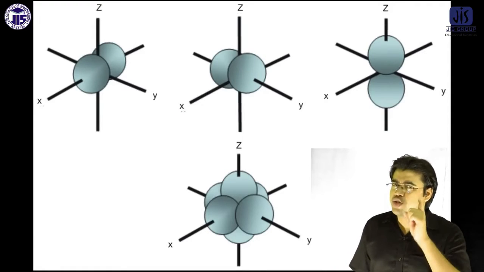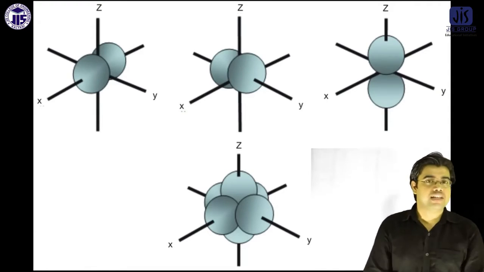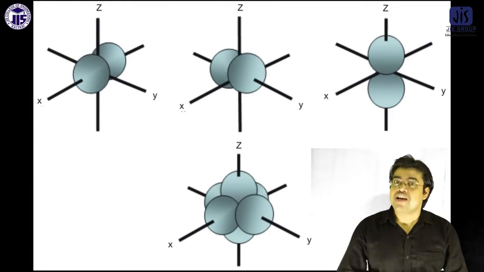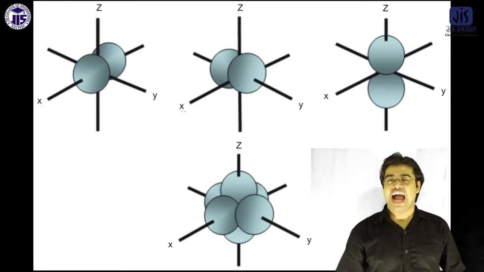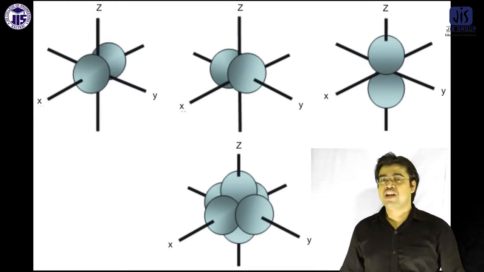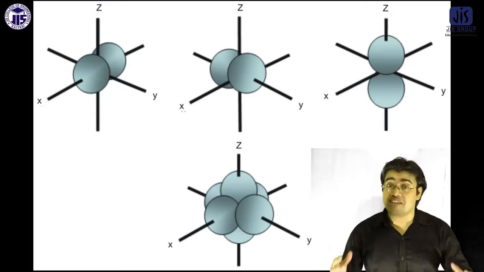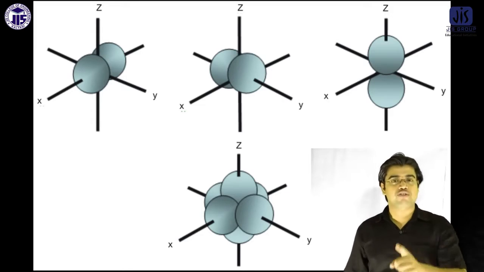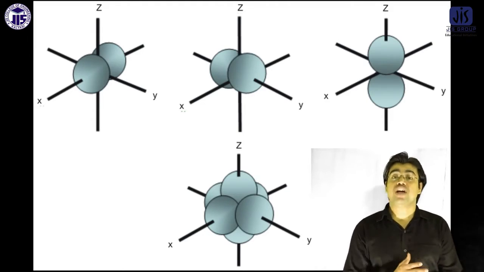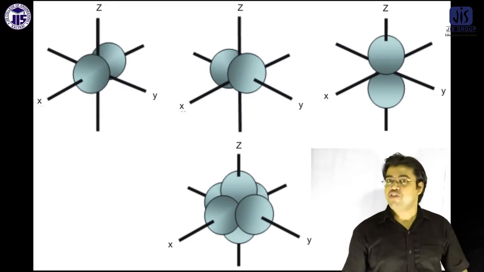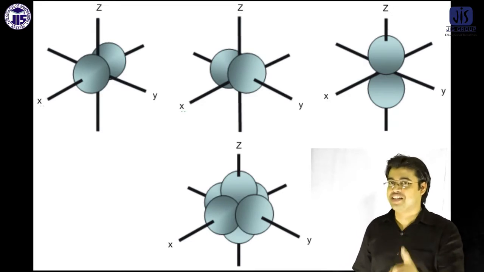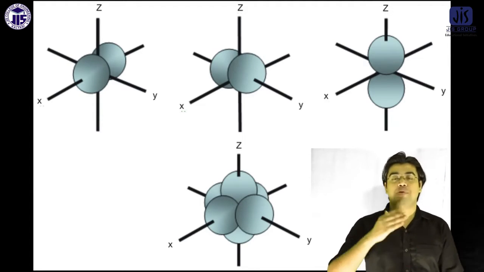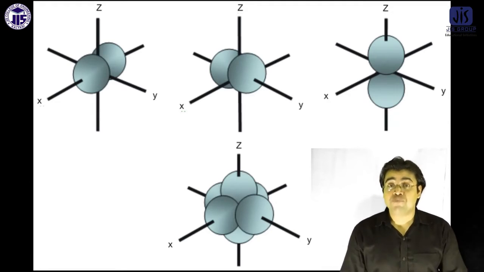Now if you consider the p subshell, there are three orbitals: the first one px, the second one py, and the third one pz. So what are the differences between px, py, and pz? If you look carefully, the px orbital is along the x axis, the py orbital is along the y axis, and the pz orbital is along the z axis.